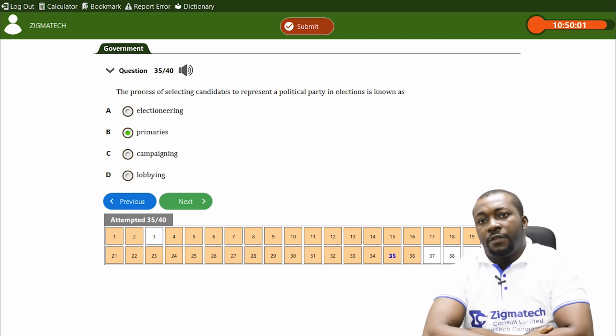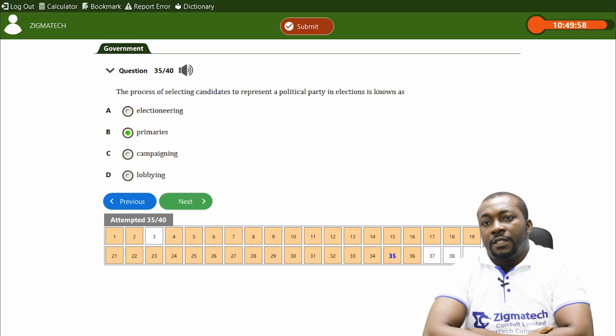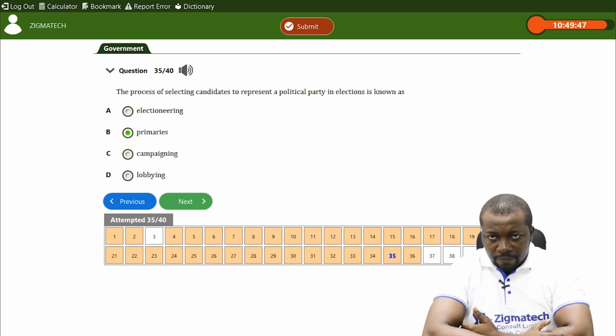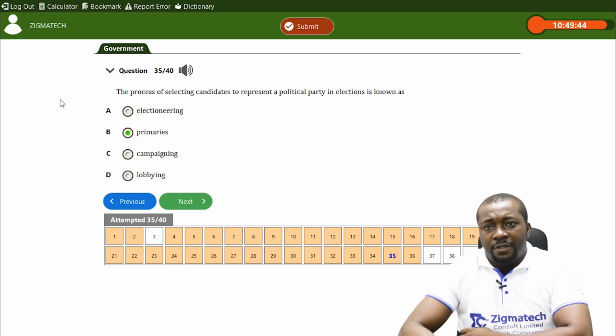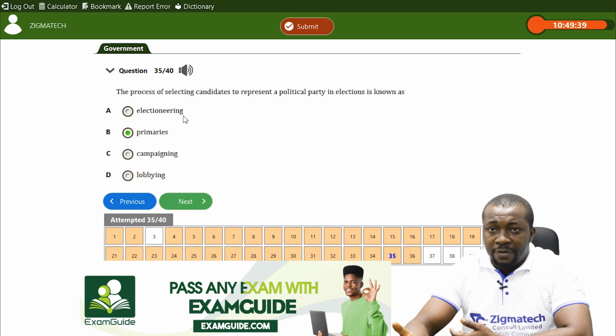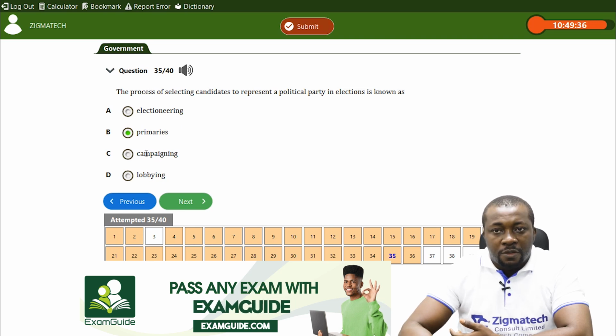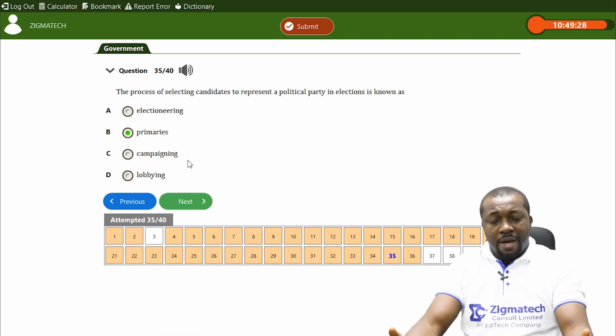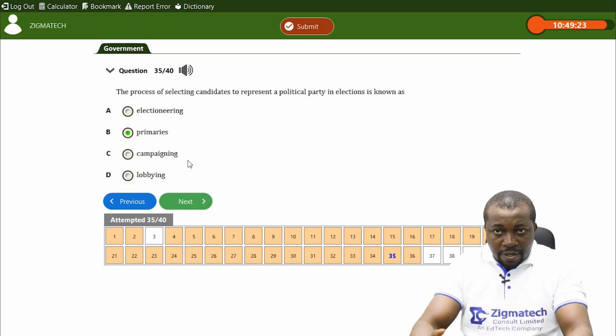Okay, question 35 says, the process of selecting candidates to represent a political party in an election is known as. This question tests your knowledge on the types of elections. Let's look at the options. Option A says electioneering, which has to do with the processes of election. Option C says campaigning, which has to do with parties and candidates trying to convince people to vote for them.